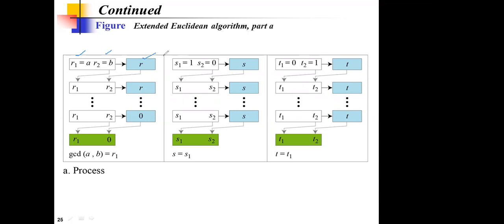There is the Euclidean process. Then I am updating R1 with B and R2 with R. I am dividing, I'm getting remainder R. I'm updating this. And when I get 0, then R1 is the remainder, the GCD. Okay, what I do along with the operations.